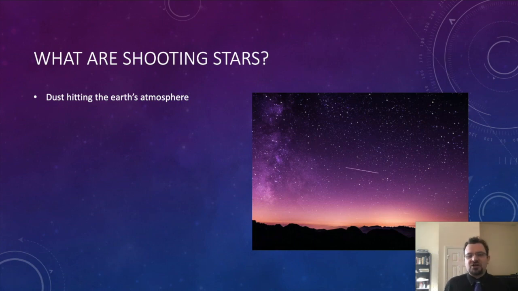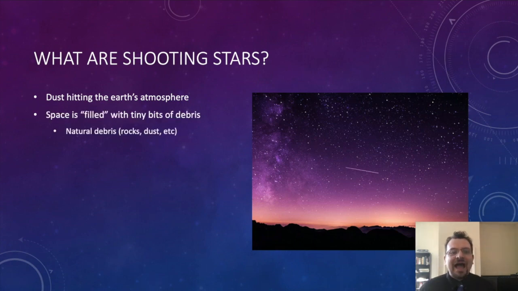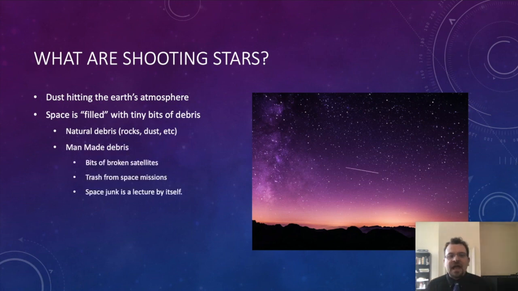So, what are shooting stars? It's dust hitting the Earth's atmosphere. And space is literally filled with these tiny bits of debris. So you've got natural debris like rocks and dust, and then you also have man-made debris like bits of broken satellite, trash from space missions, other things floating around in space that cause problems. But that's another talk all in itself.